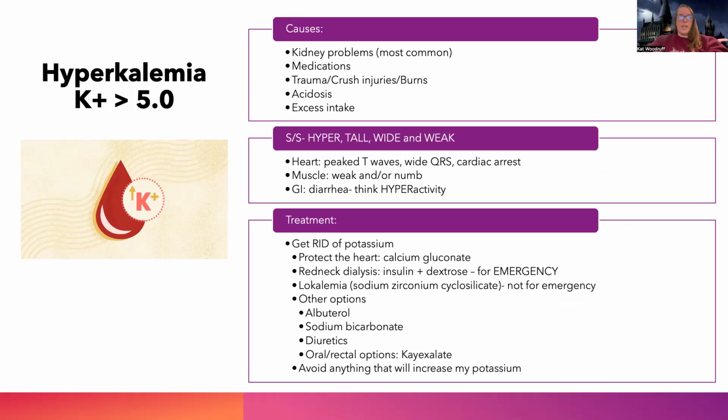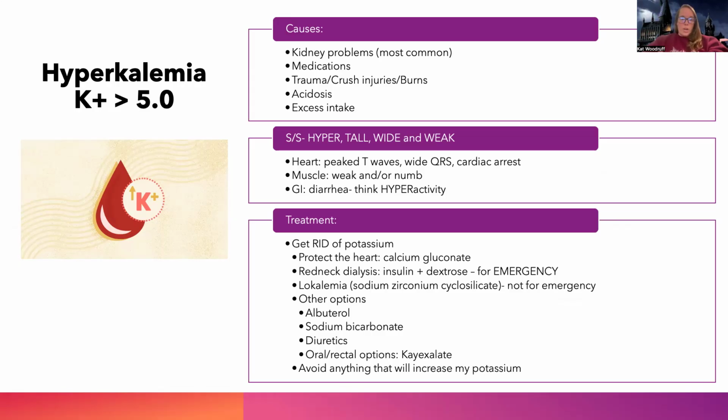We also do things like albuterol, sodium bicarbonate, and diuretics. We can do oral or rectal options with something like Kayexalate and things like that. That helps to bind potassium that's in the GI system and helps to excrete it.